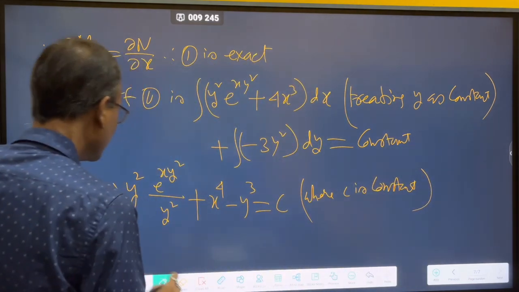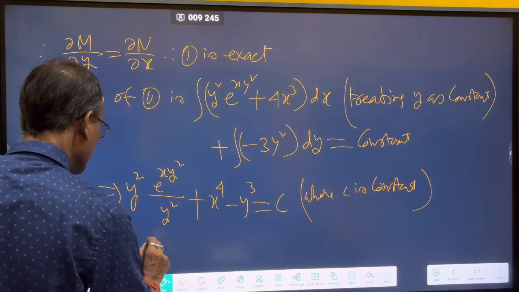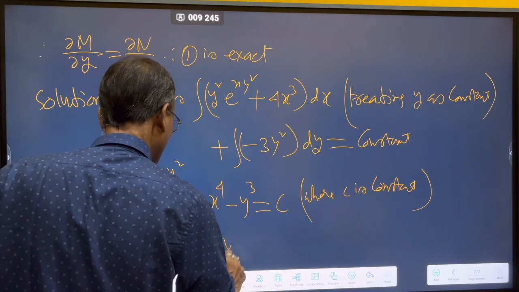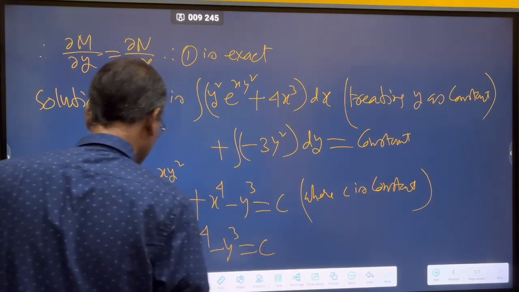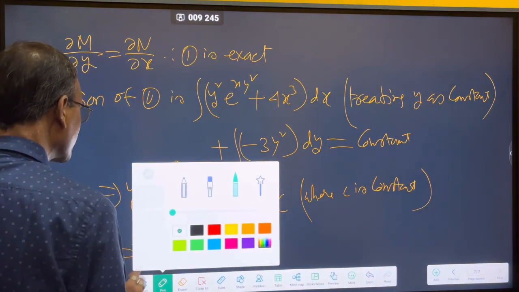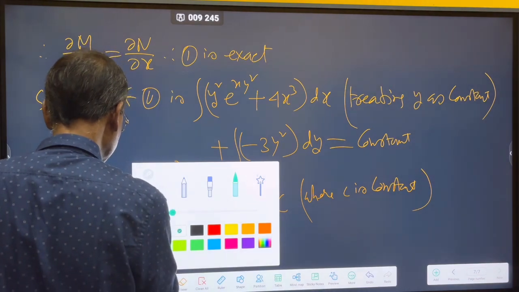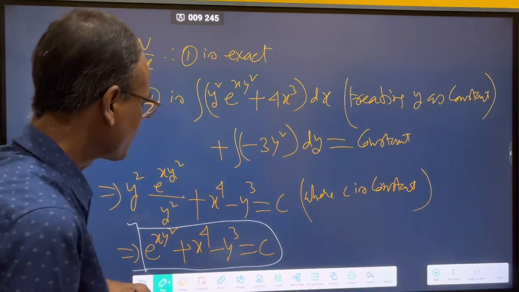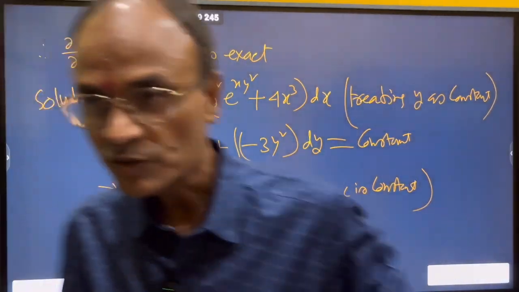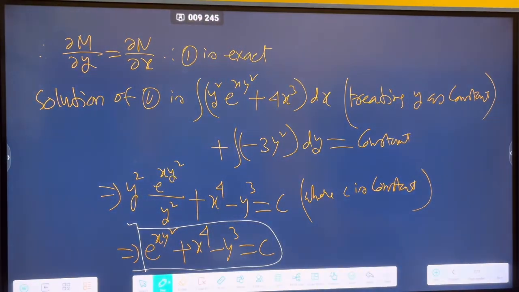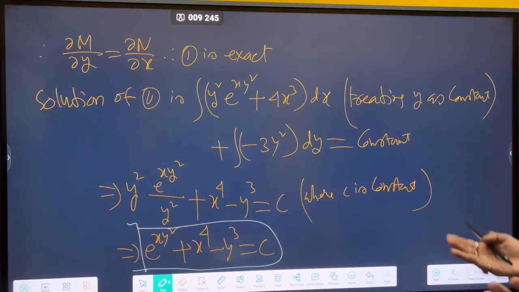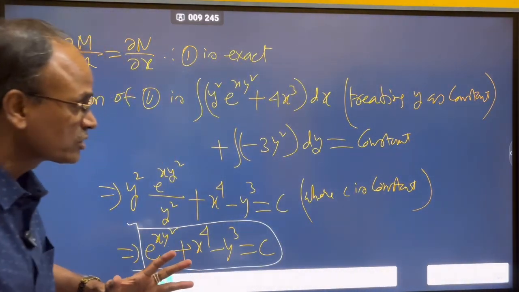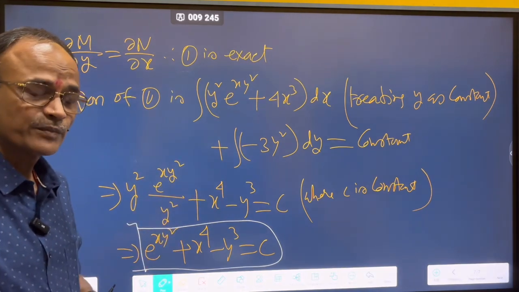This means e to the power x y square plus x to the power 4 minus y cube is equal to constant. This is the answer. Now we have to solve this equation in an alternative method.